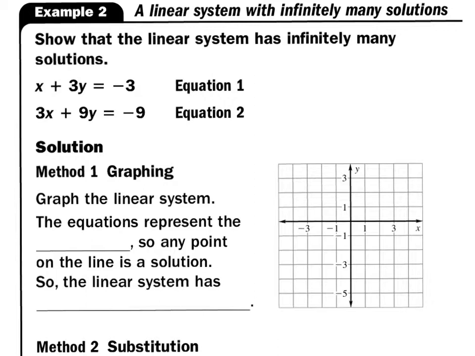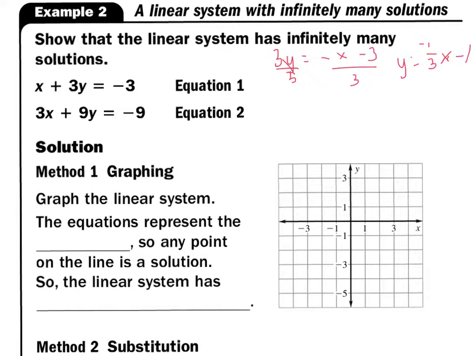Our next example is of a linear system that's going to have infinitely many solutions. So I have my two equations here, and I'm going to have to solve them both for y to be able to graph them. So for equation 1, I would have 3y equals negative x minus 3, and then I would divide both sides by 3. That will leave me with y equals negative 1/3 x minus 1.